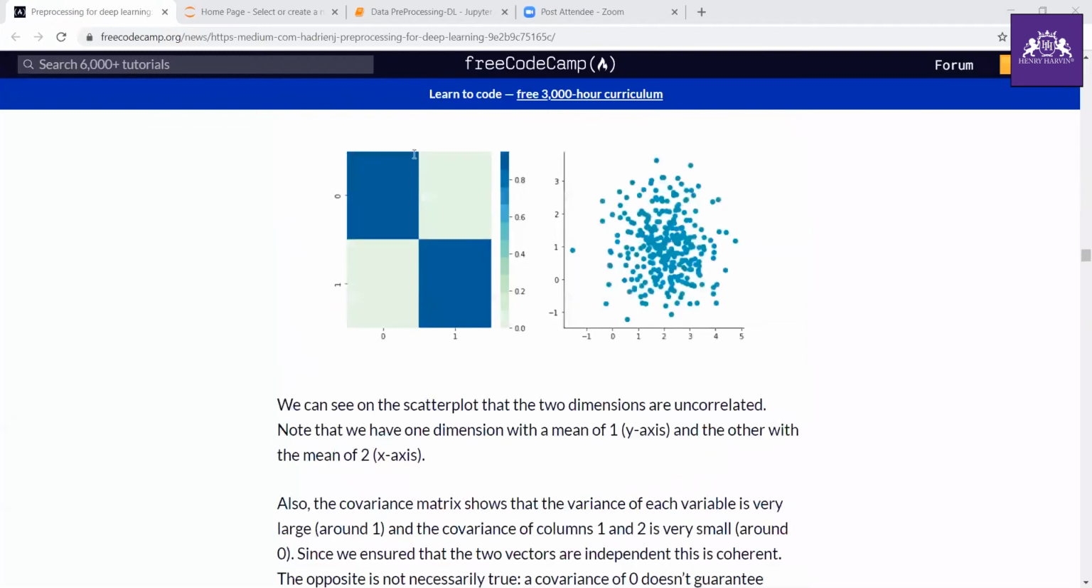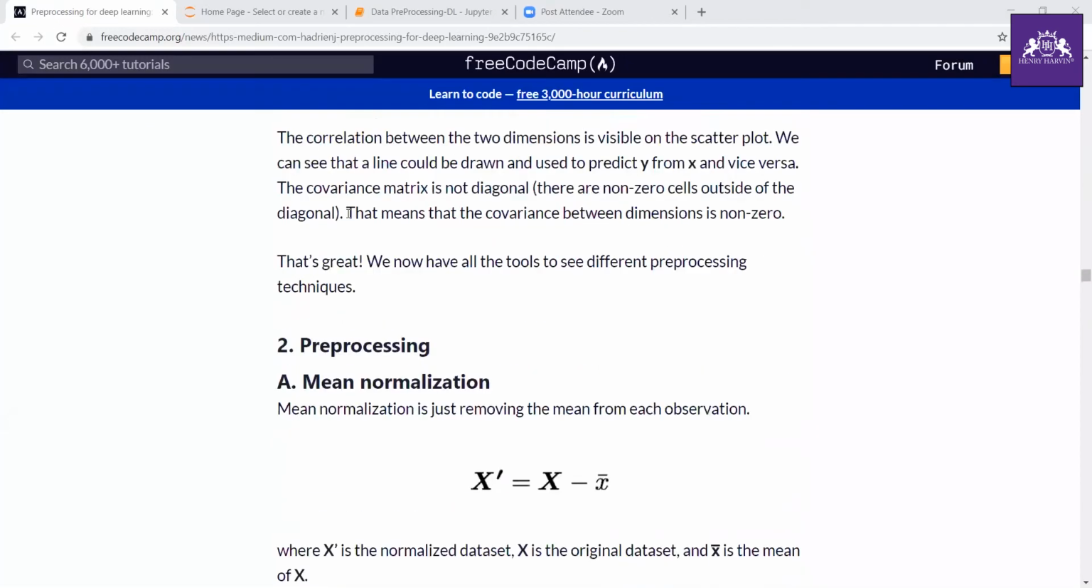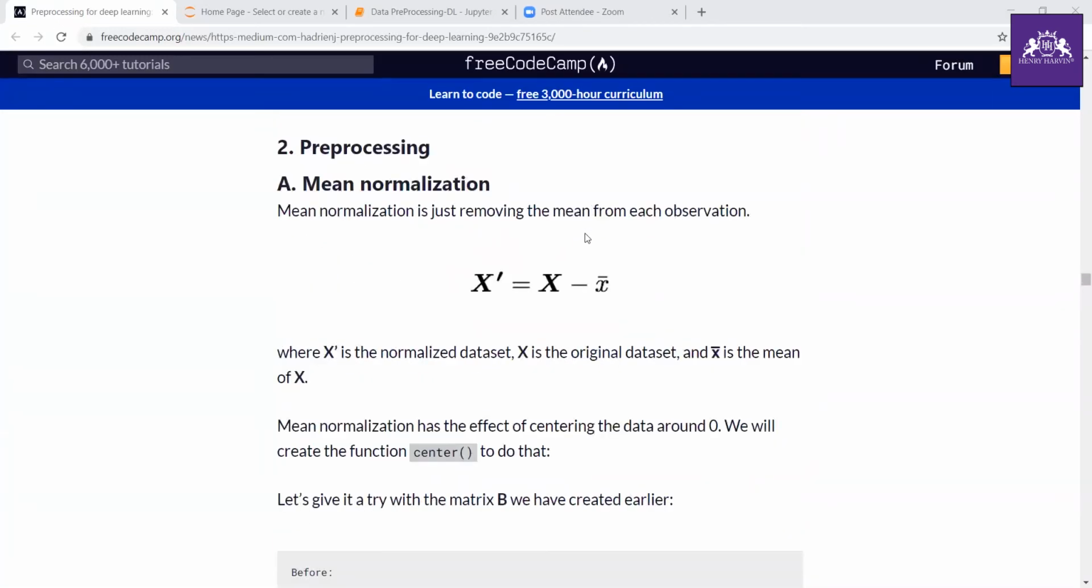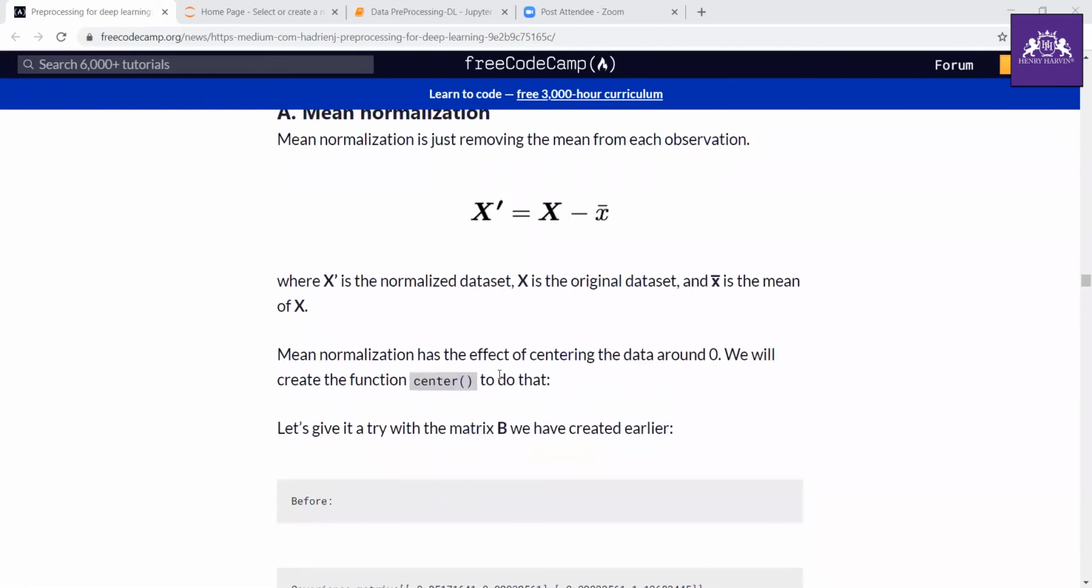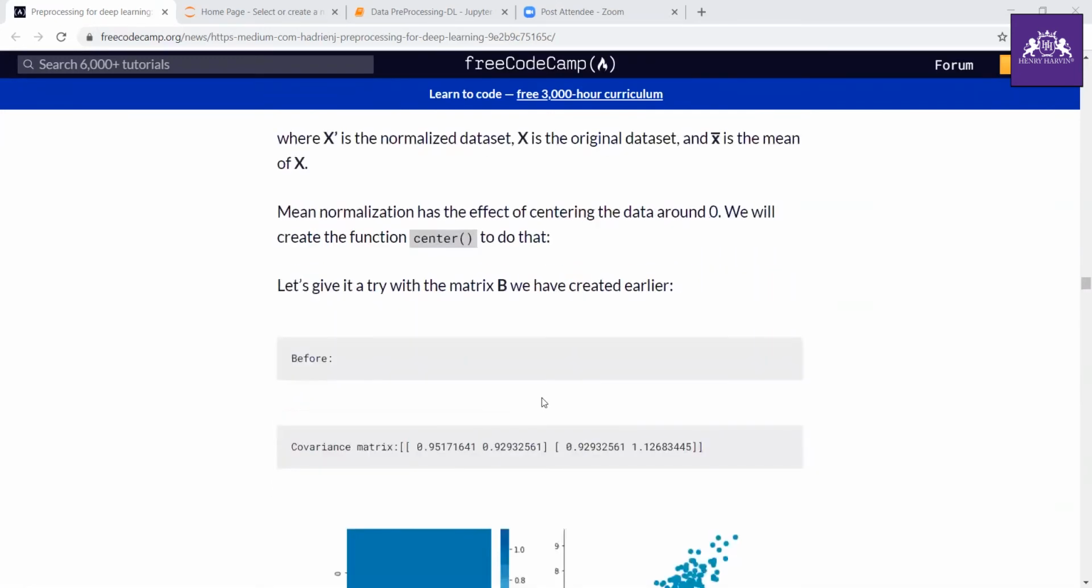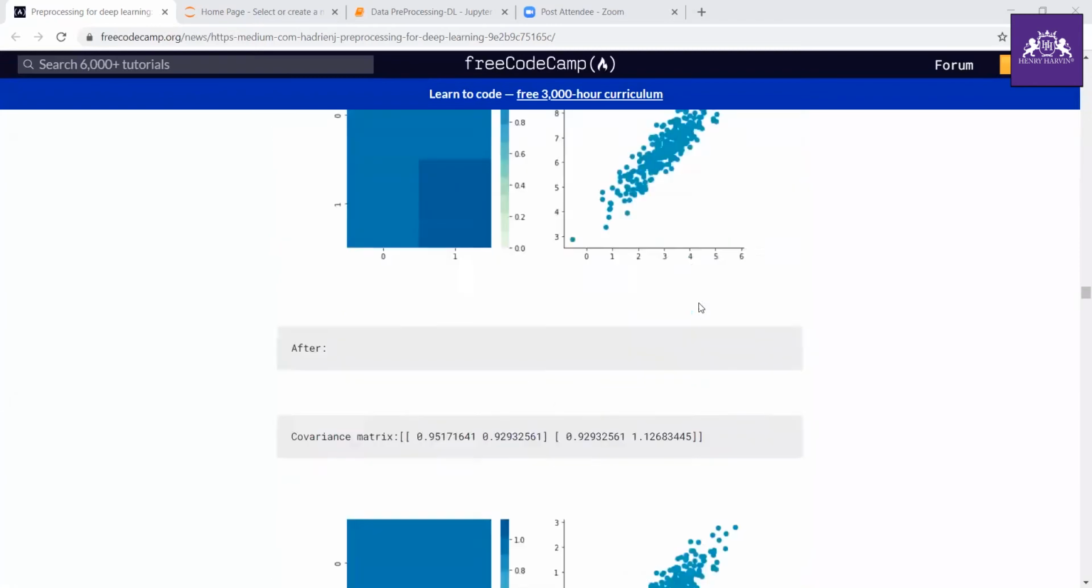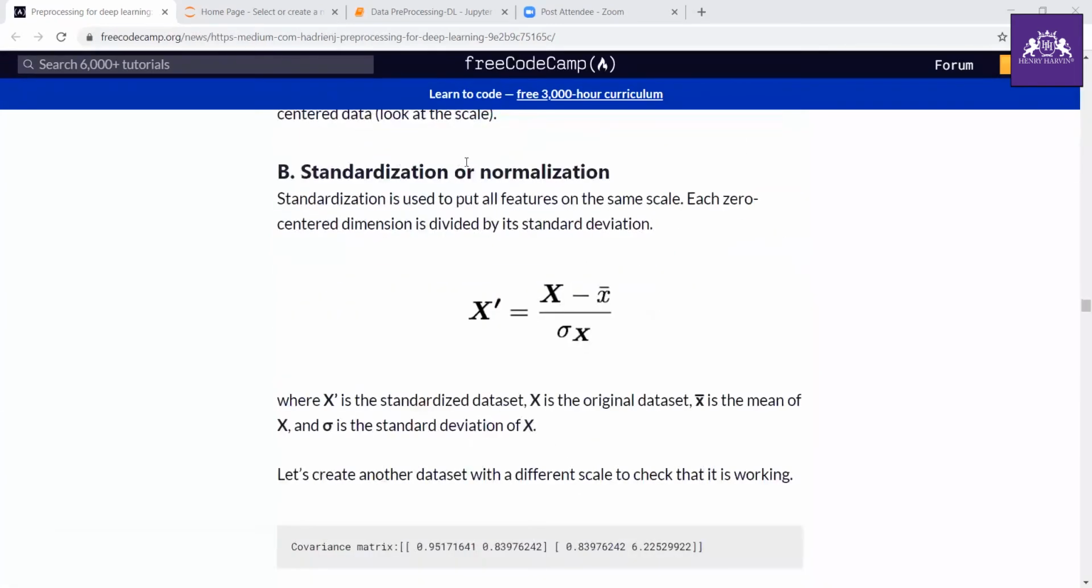So let us try to understand mean normalization. Mean normalization is just removing the mean from each observation. So what has happened? X minus mu we have seen here. So it is like x minus x bar, right? So mean normalization has the effect of centering the data around 0, right? So we will create the function center to do that. Okay, fine.